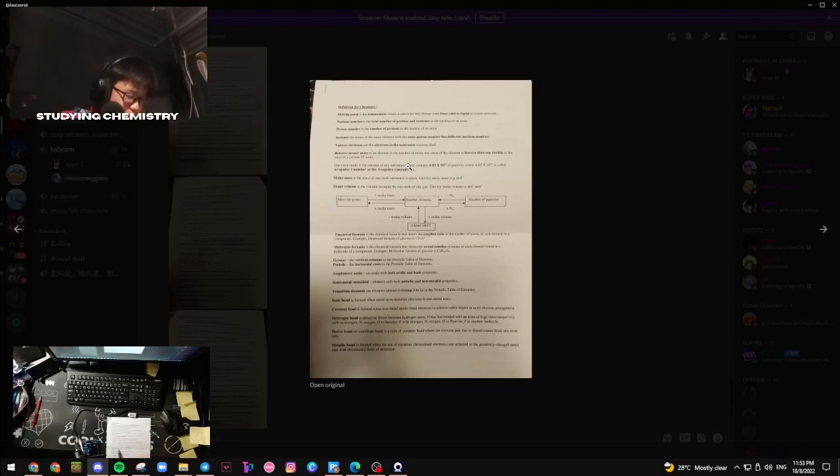Empirical formula is the chemical formula that shows the simplest ratio of the numbers of atoms of each element in a compound. Example, empirical formula of glucose is CH2O. Molecular formula is the chemical formula that shows the actual number of atoms of each element found in a molecule of a compound.